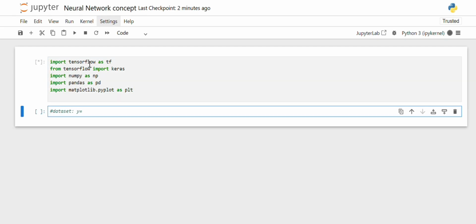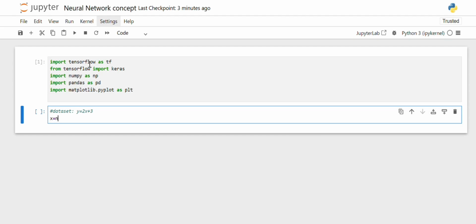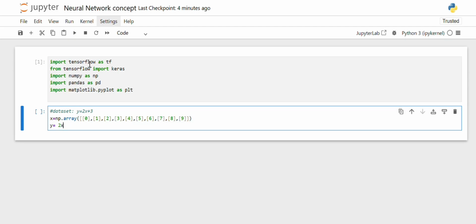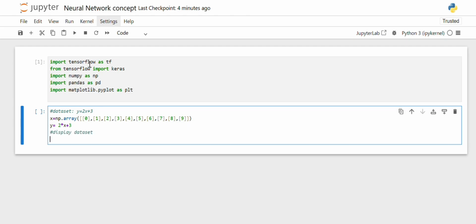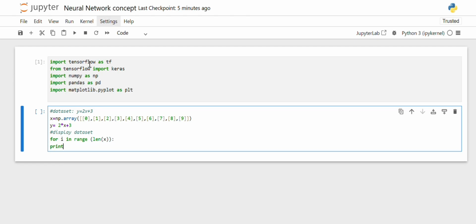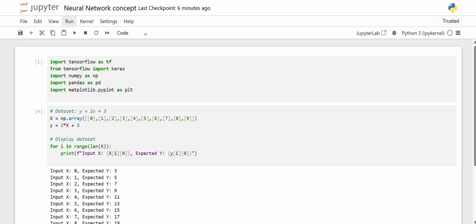Now we create the dataset. Here x contains values from 0 to 9. y is calculated using the formula y equal to 2x plus 3. Here x is our input and y is the output that depends on x. It's a straight line relationship, so if the model learns correctly, it should discover the same slope and intercept on its own. You can see the output.